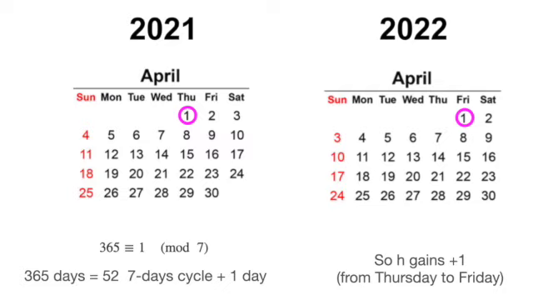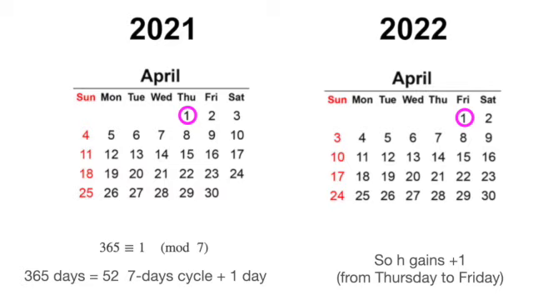To see how the year change works, first note that there are 365 days in a non-leap year, which is equivalent to 1 modulo 7. That means the passage of a non-leap year moves us along the 7-day week cycle by just 1 day. So since 1st April 2021 is a Thursday, if you want to know what day is 1st April 2022, since every part of the formula is kept the same except for year, we see that h only increases by 1. So 1st April 2022 would be a Friday.